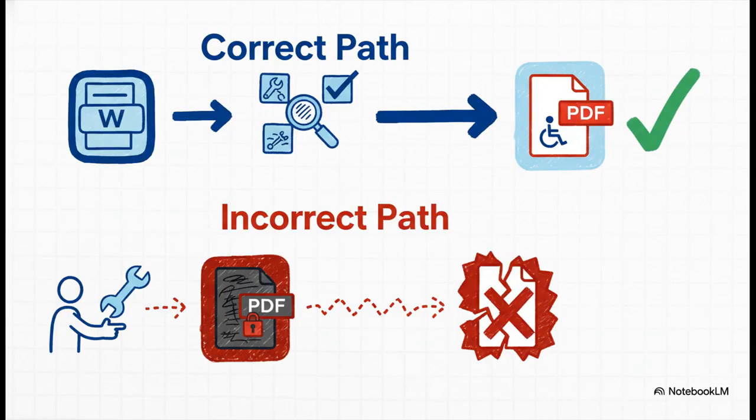And listen, if you remember one thing about the fix step, please make it this. Don't waste your time trying to patch up an old PDF. Go back to the original file, the Word doc, the PowerPoint presentation, make your fixes there, add your headings, your image descriptions, whatever you need, and then create a brand new, accessible PDF from that. It will save you so much time, I promise.